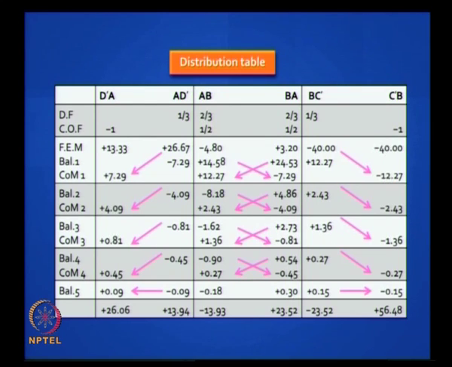Sorry? Soil pressure when it acts on a retaining wall. Have you gone through a geotechnical course? You are going through.